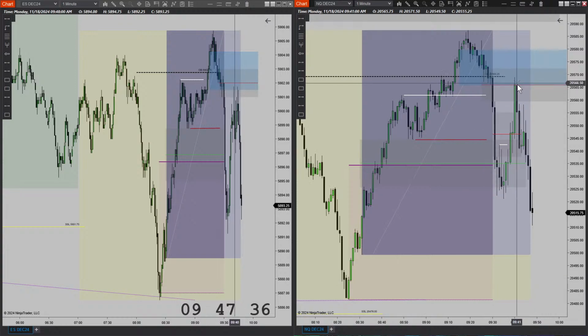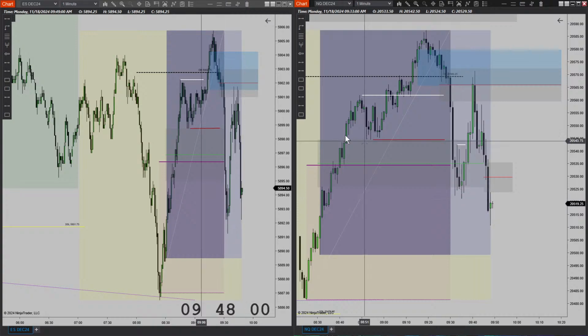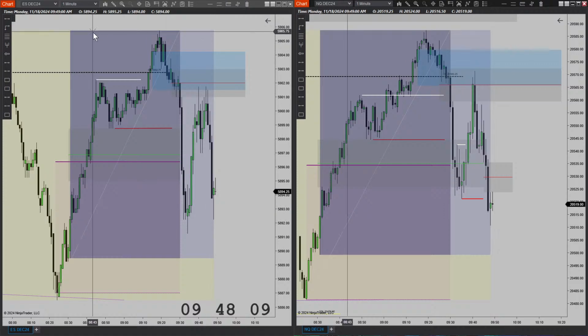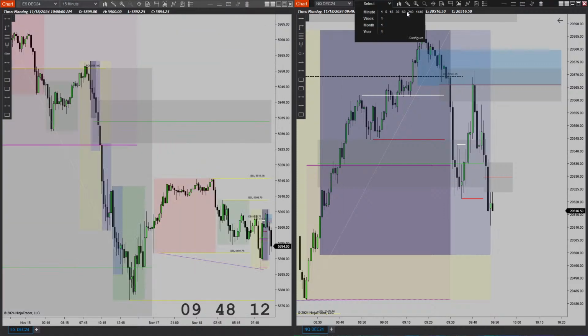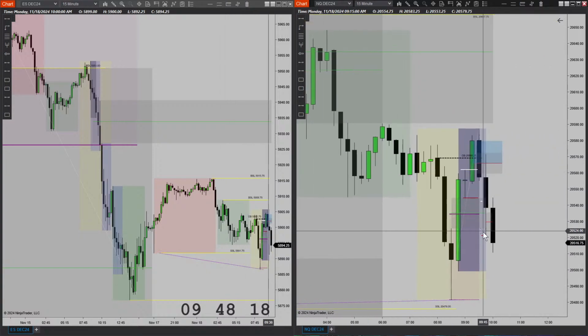It is a pretty good setup though, but I just don't like that it did not occur during the macros. I don't want to see any more displacement. Technically, we do have SMT at these lows on the 15-minute. As you can see here, this low and this low and this low and this low here.